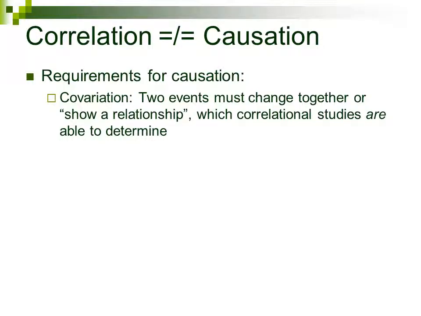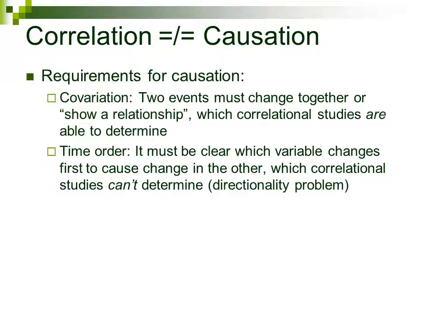So just to reiterate, correlational studies can show covariation between 2 variables. However, showing covariation is not sufficient to conclude that there is a causal relationship between those variables. Instead, you also have to show 2 more things, which correlational studies cannot determine. So the next requirement for showing causation is time order. That is, it must be clear which variable changes first to cause the change in the other, which correlational studies can't determine. And this limitation, this requirement, is sometimes called the directionality problem, because again, correlational studies can't show this.